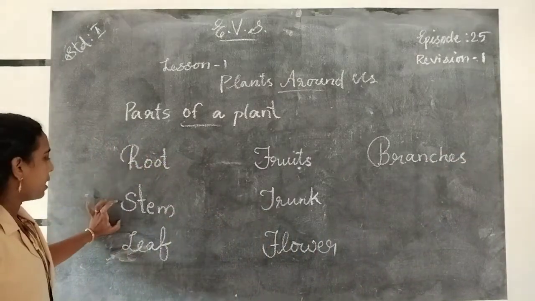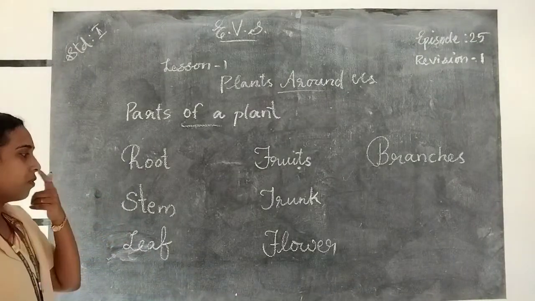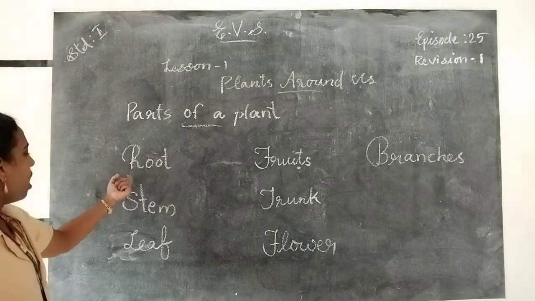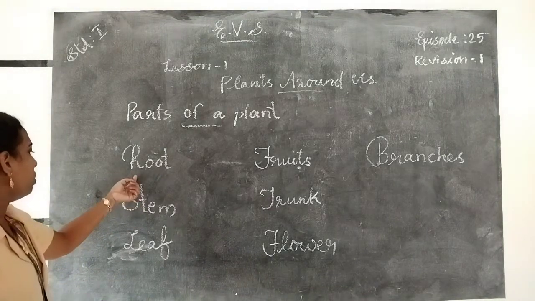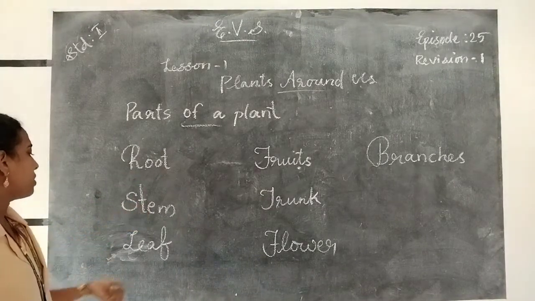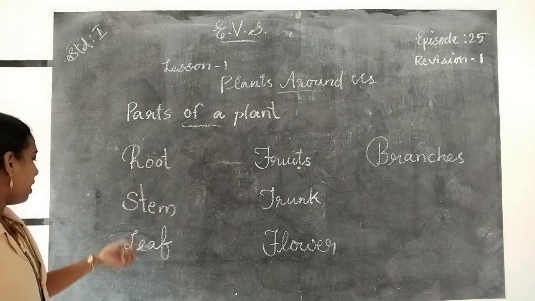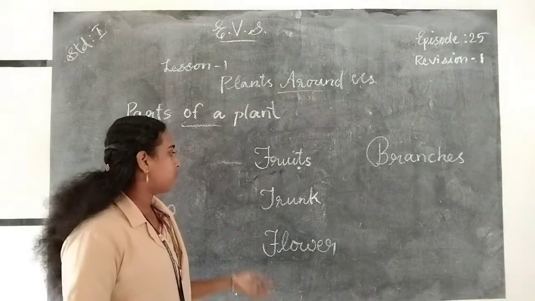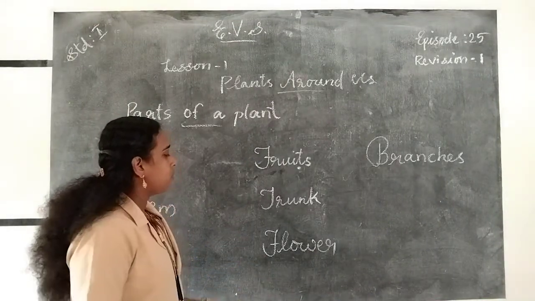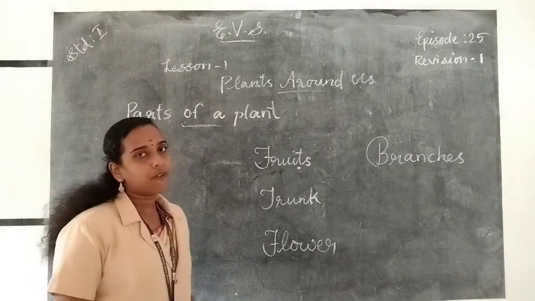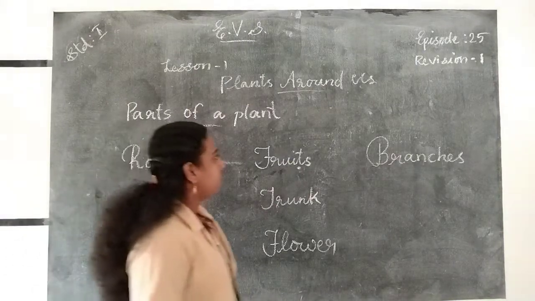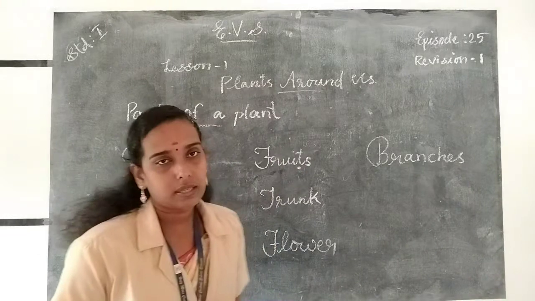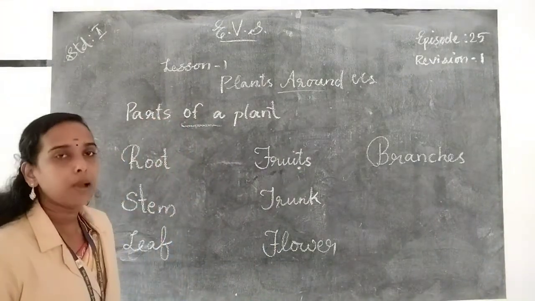Root, stem, leaf, fruits, trunk, flowers and branches. R-O-O-T, root, S-T-E-M, stem, L-E-A-F, leaf, F-R-U-I-T-S, fruits, T-R-U-N-K, trunk, F-L-O-W-E-R, flower, B-R-A-N-C-H-E-S, branches. So these are the different parts of a plant.